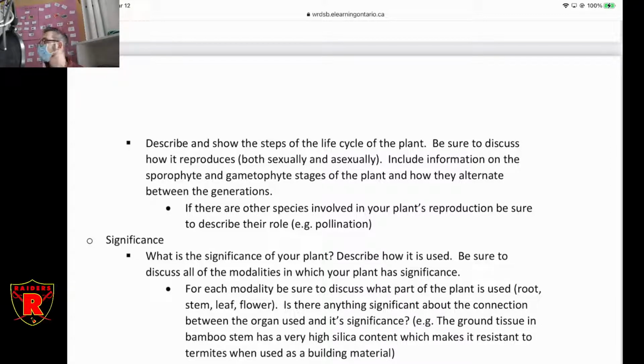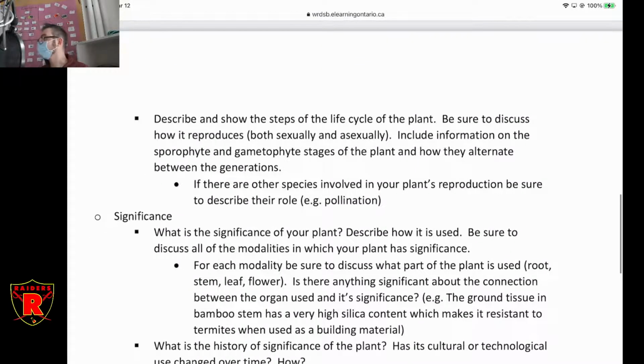Tell me about its reproduction. Does it need a pollinator? Is it wind pollinated, etc.? Okay, and you don't have to pick an angiosperm. So maybe you're picking a fern or something like that. I don't know. But then you would discuss the life cycle of a fern.